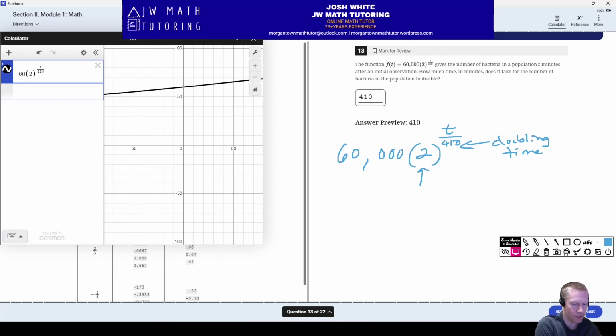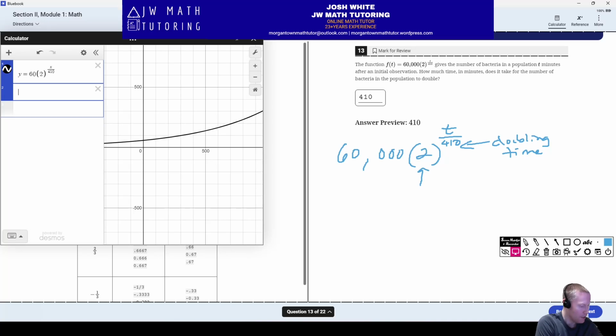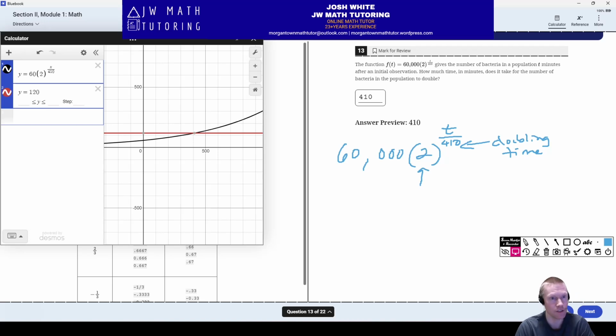So, and then what I'm going to do is I'm going to say, okay, here is my first function, all right, exponential function. Now I'm going to set it equal to double the amount. So for example, it's starting at 60. That's the initial amount. And I want to see, how long does it take till it reaches 120? 120 is double 60. So then I look for the intersection here and it's 410.